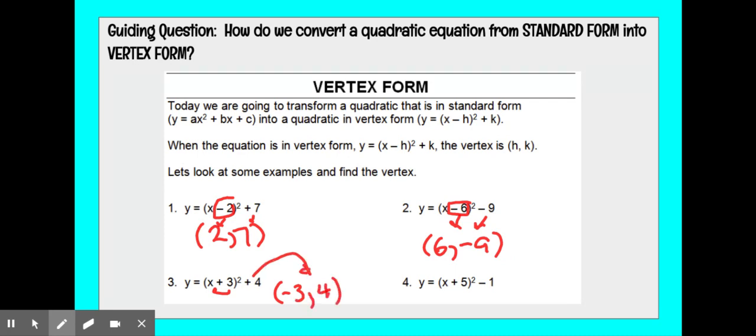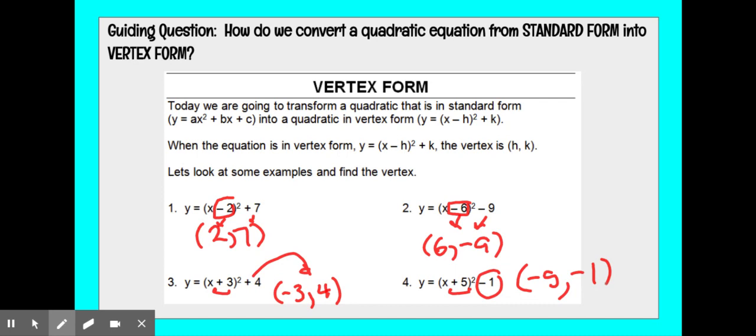And therefore, the vertex of number 4 would be, if this 5 gets pulled out as the opposite, it becomes negative 5. And then the negative 1 stays the same. You can always check these in your calculator and graph, okay? You plug it into y equals and look for that vertex. But this is the simplest way of interpreting this particular form.